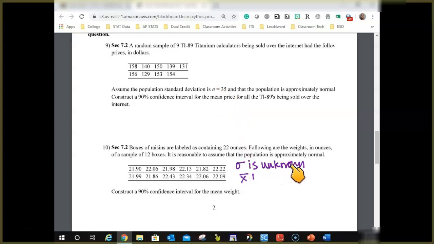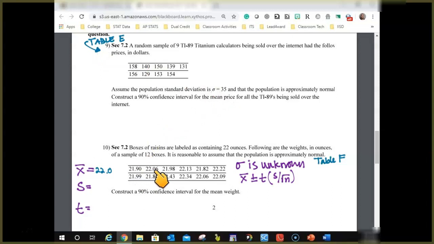So that means this value is unknown, and because it's unknown, I need to find a t-interval, which is going to use table F. So we're going to want to be able to find the sample mean like before. We want to be able to find the sample standard deviation, and we want to be able to find the critical value using table F. And so we know we have to use table F solely because this is unknown. And in this problem, we used table E because this was known.